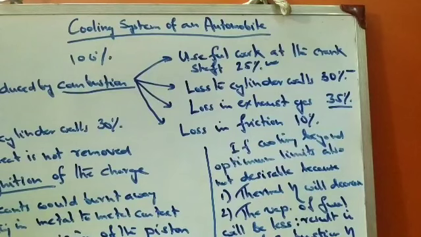So the temperature of the cooling system should be maintained such that it is not so low that it causes all these bad effects. It should not be too high either, as there would be another bad effect. So it has to maintain an optimal level. That is the most important part of the cooling system of an automobile.